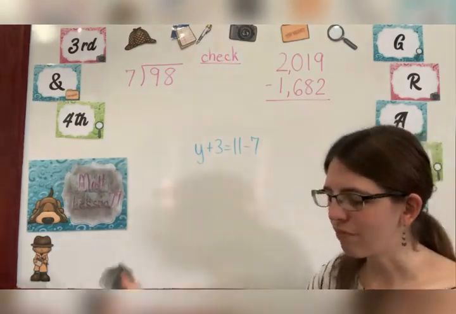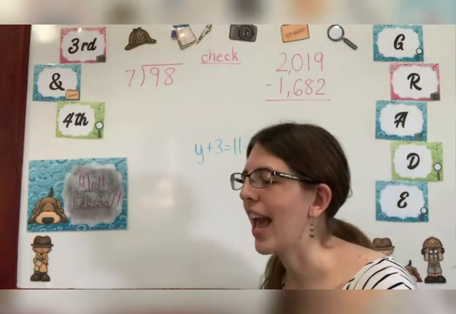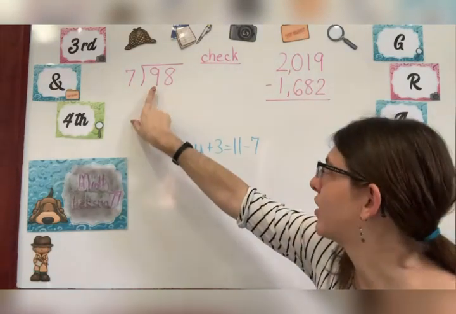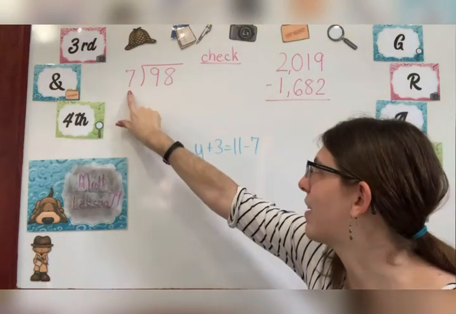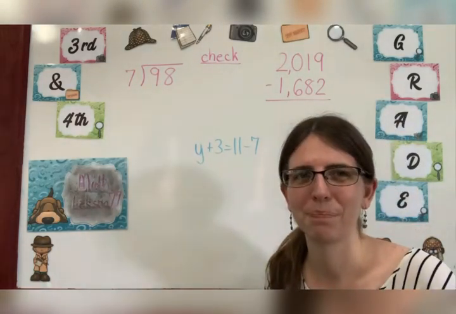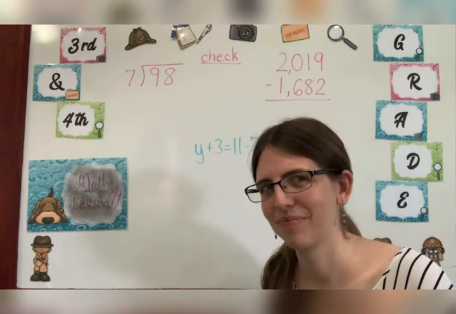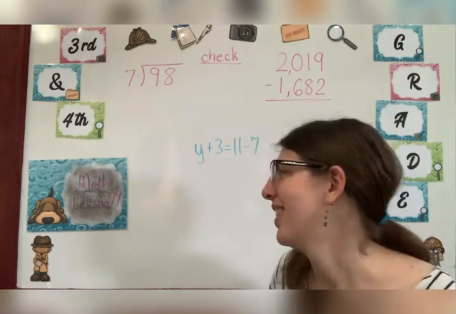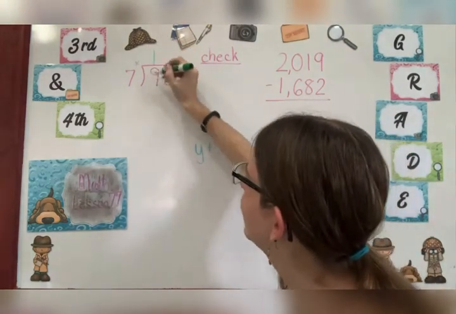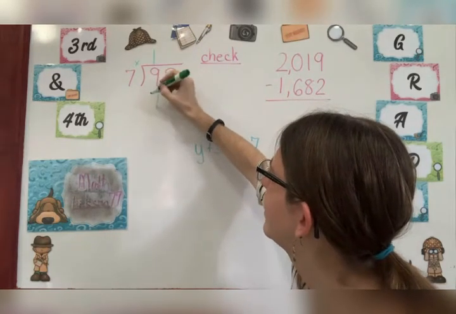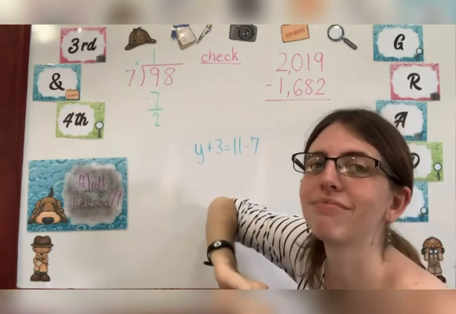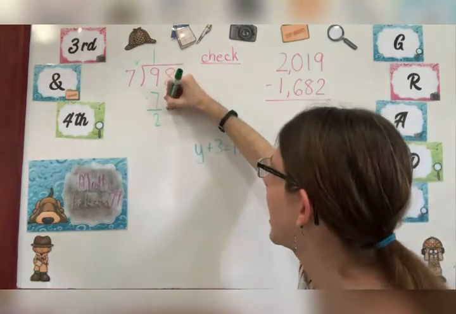Number 2 says divide and check. Let's do letter A together. 98 divided by 7. I start with my 9. What is 9 divided by 7? So how many times can 7 go into 9 without going over? Once. Good. 1 time. 1 times 7 is 7. 9 minus 7 is 2. Is 2 less than 7? Yes, it is. So I bring down my 8.